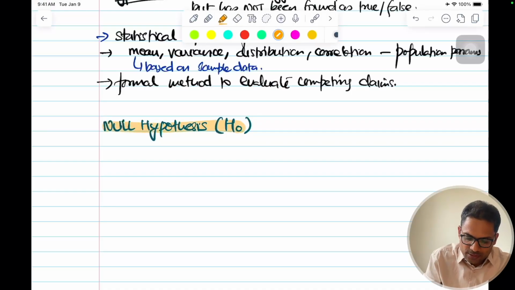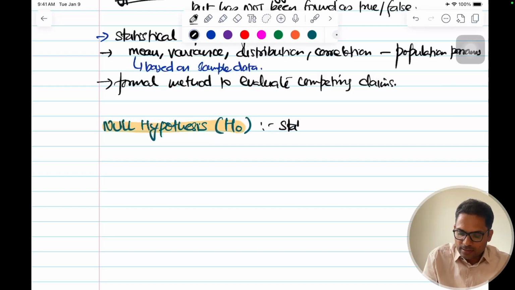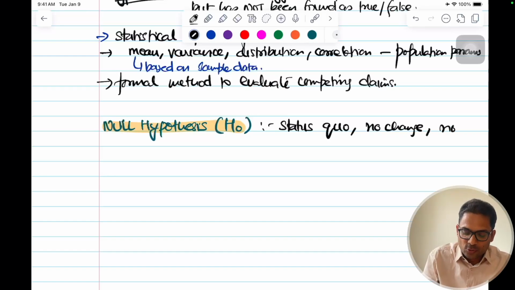So what is the null hypothesis? The null hypothesis is the status quo. Nothing has changed. Whatever was there is as it is. There is no difference between the two samples. That is always the null hypothesis. That means that there is no change: status quo, no change, no difference between two means. So generally, the null hypothesis says that nothing has changed.